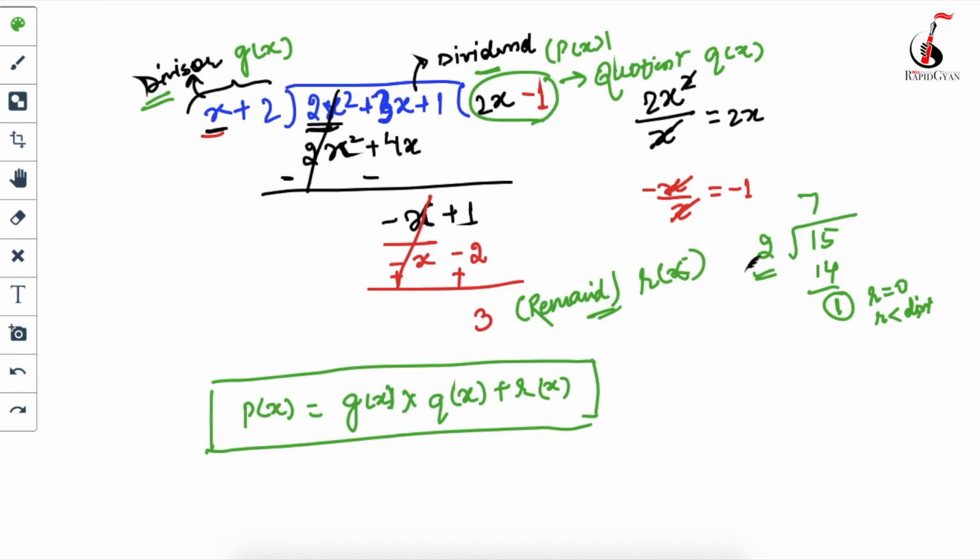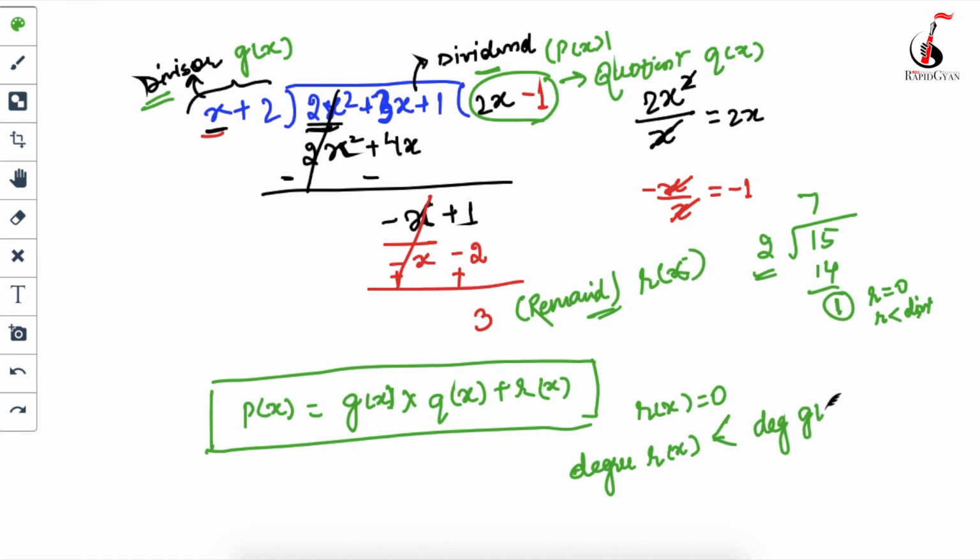So here also the logic is the same. What's the logic over here? Either R(x), your remainder, should be equal to 0, or the degree of R(x) should be less than the degree of G(x), which is your divisor. Degree is very important here, beta. Hope you guys understand this.